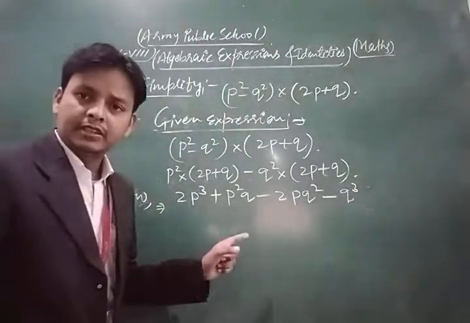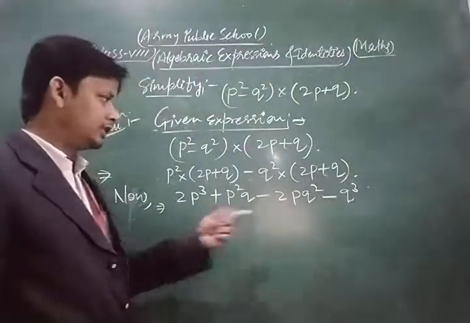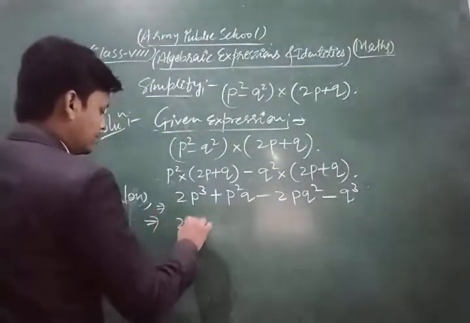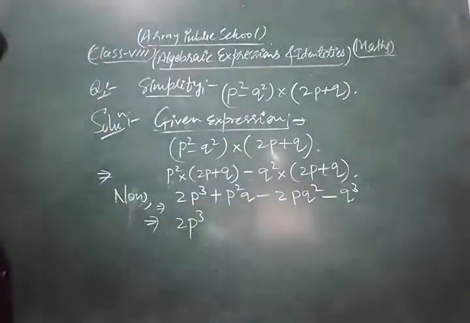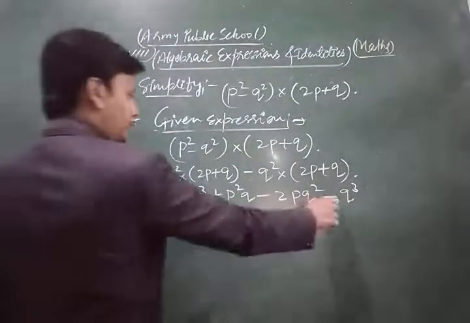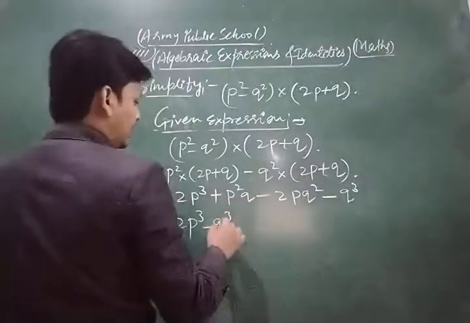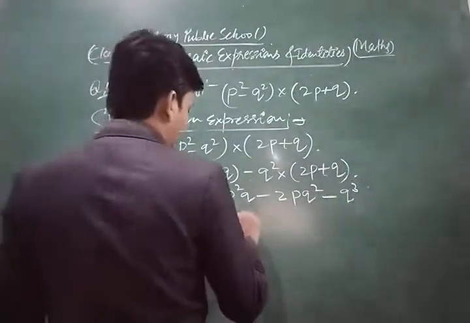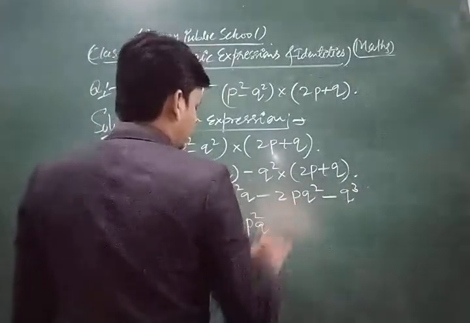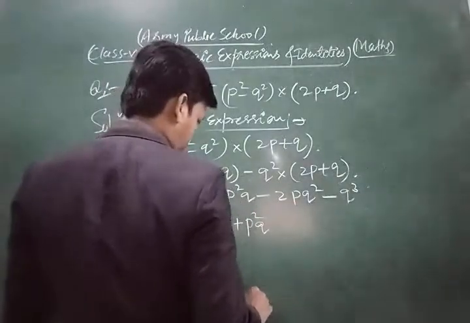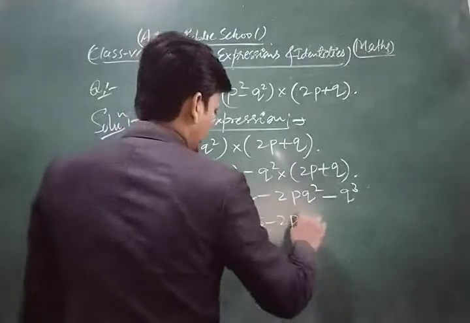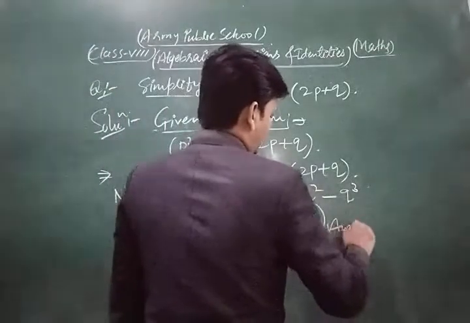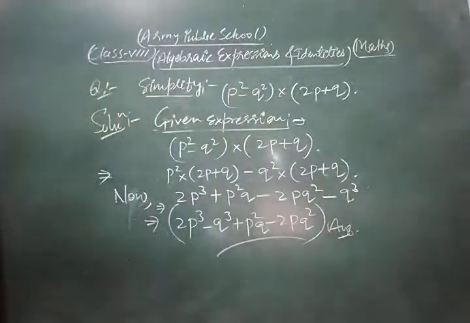Now look, there are no like terms because this is 2p cube, this is q cube. So we write it together in this way: 2p cube minus q cube, and p square q as it is, so plus p square q and minus 2pq square. This is the required solution of the given question.